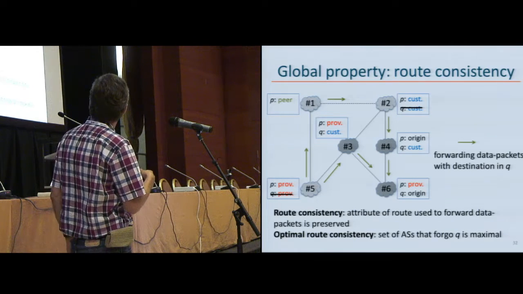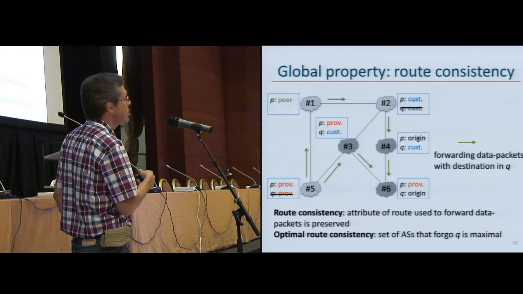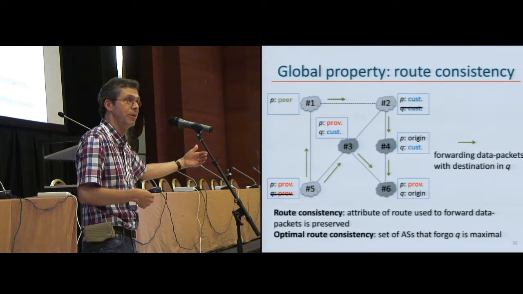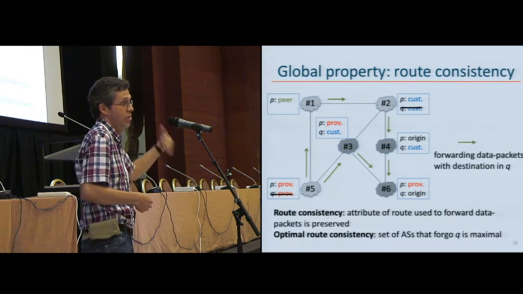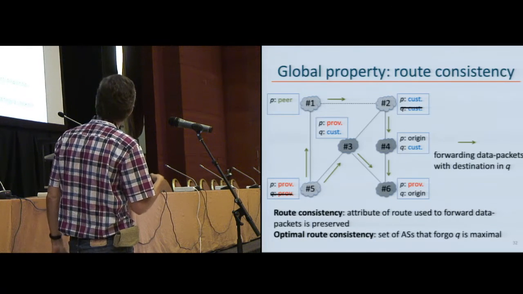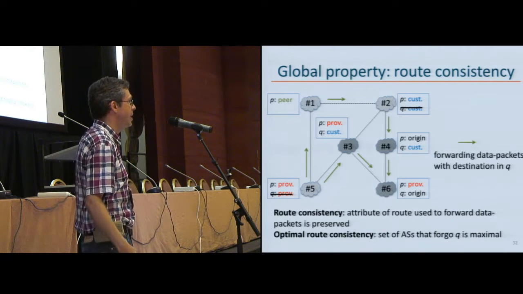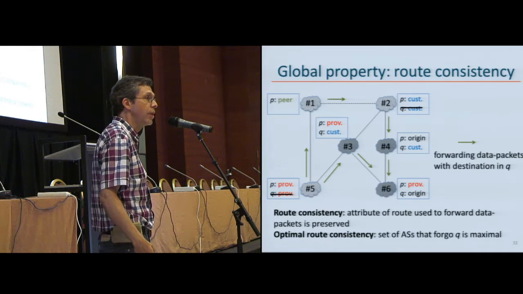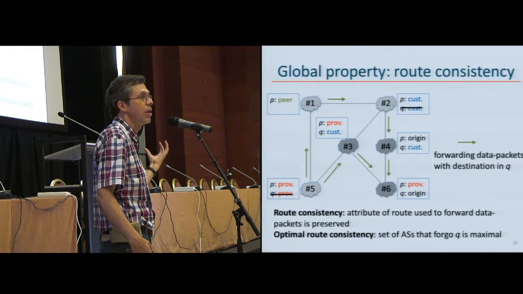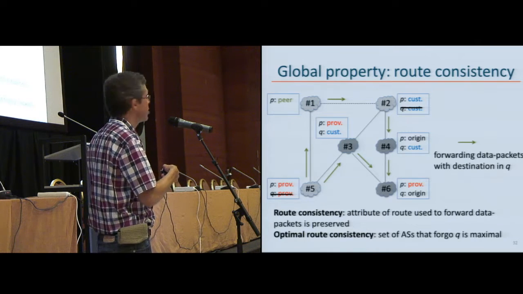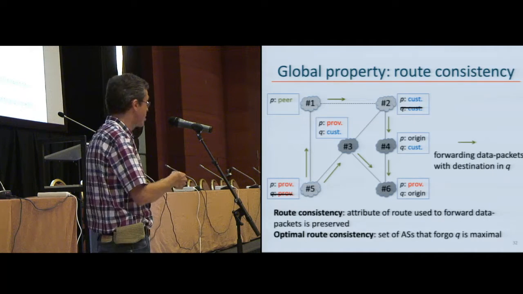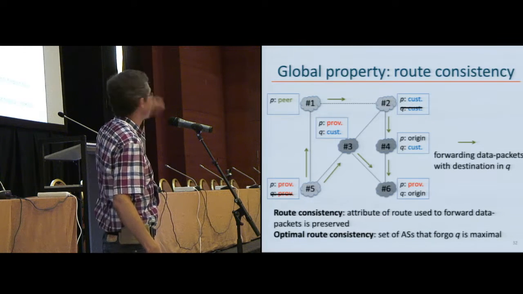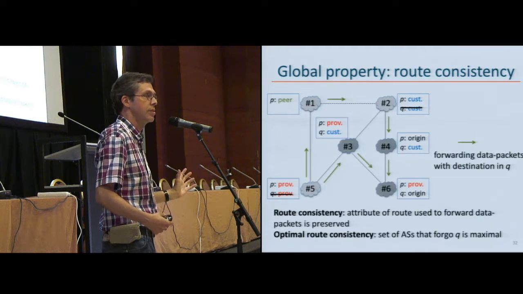So before filtering, AS1 sent data packets with destination in Q along a peer route to this peer. Now it still sends them according to a peer, although following the P route, not the Q route. And the same is true for all of them. Moreover, this state is optimal route consistent. No other AS can filter Q there without violating the condition of being route consistent. If AS3, for instance, filters Q, it will start sending data packets according to the P route, but the P route sends them up to AS2. So it violates route consistency.